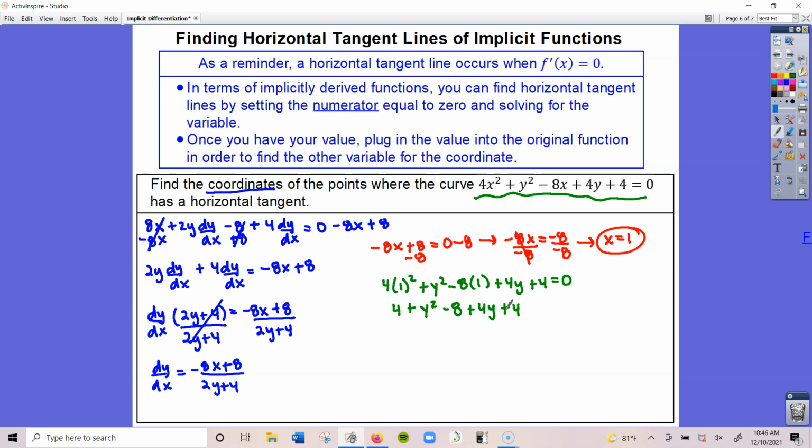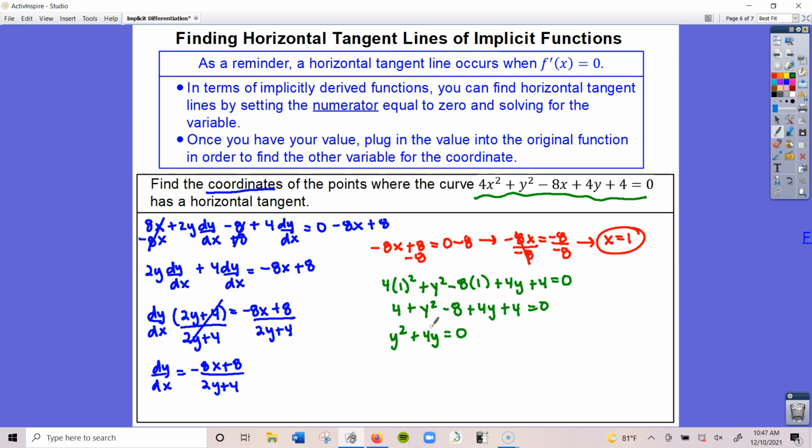At this point, as we can see, this is a quadratic equation. So we want to simplify this and write it in standard form, meaning starting with the highest exponent. So we got y squared plus 4y, and then we have 4 minus 8, which is negative 4, plus 4 would be 0. So this equals 0.